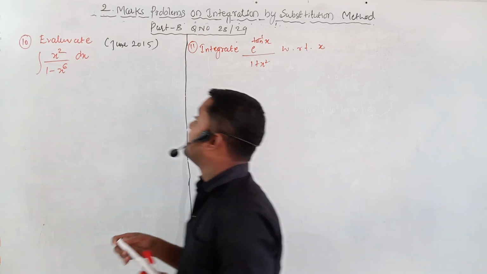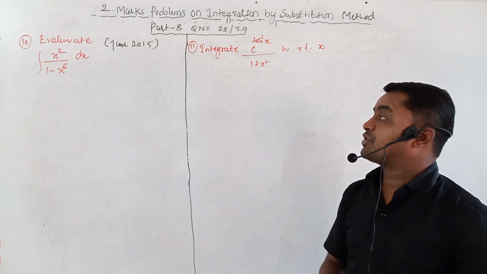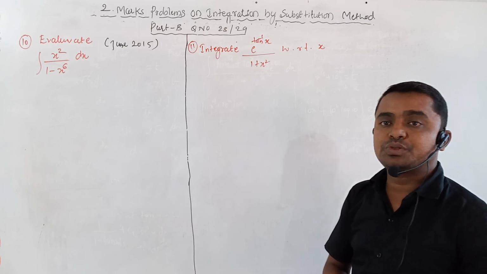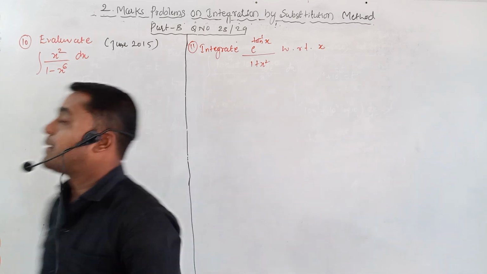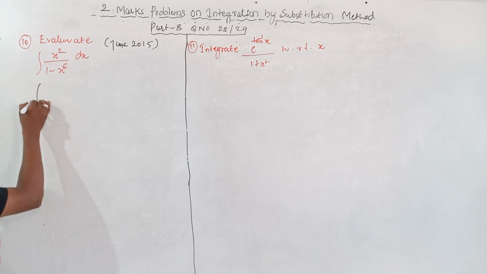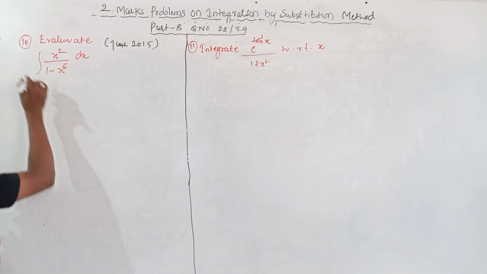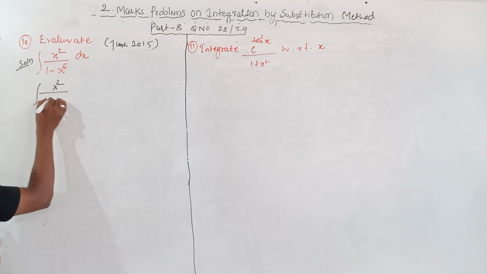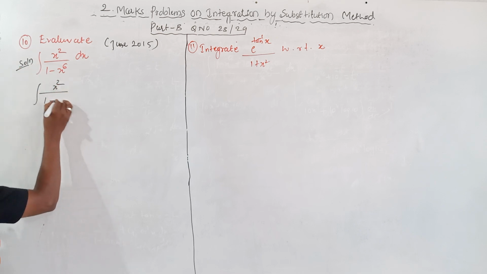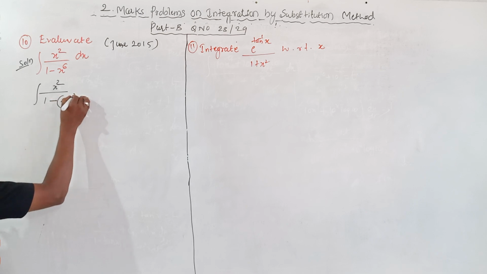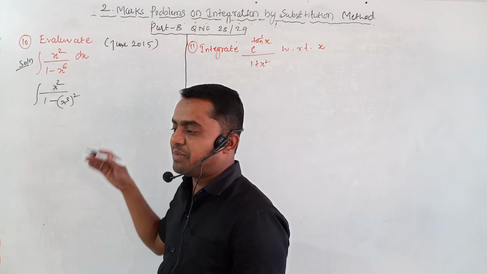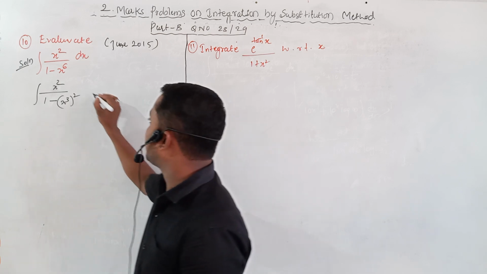Evaluate integration of x square by 1 minus x raised to 6 dx. This question was asked in June 2015. See here, write the first step. Integration of x square, as it is, divided by 1 minus x raised to 6, which can be written as x cube whole square, using the law of exponents: a raised to m, raised to n, is a raised to m into n.